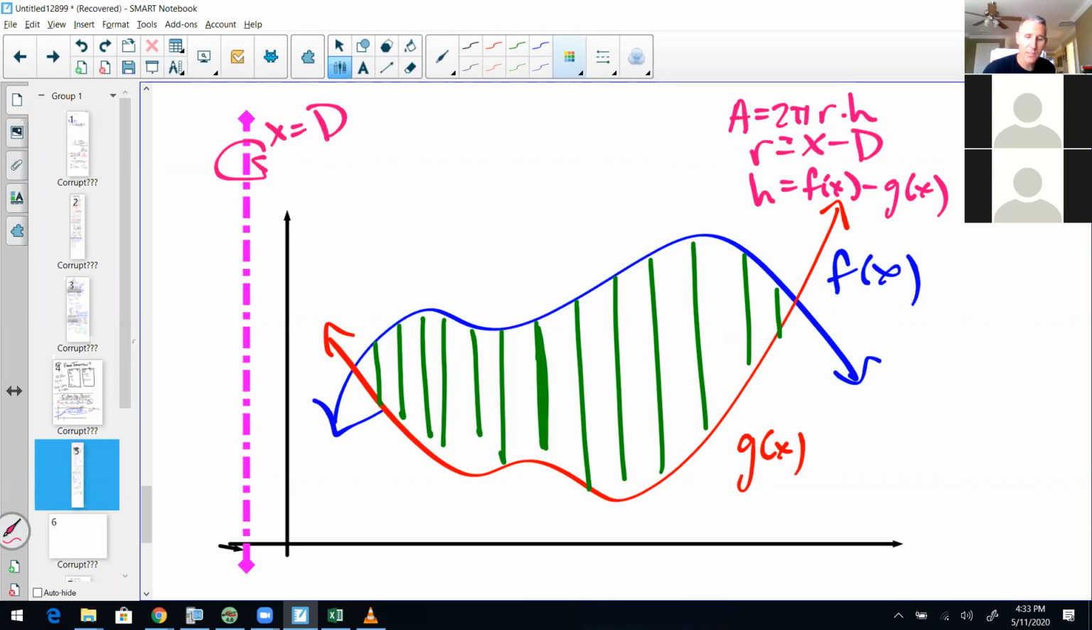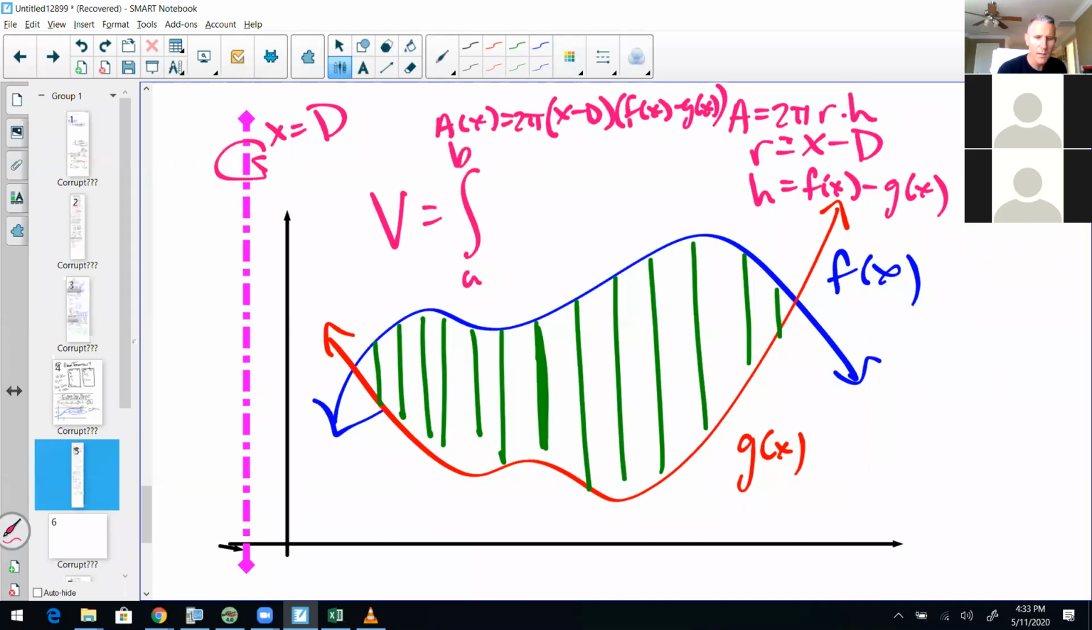Okay? And then you would say, okay, this is my area function, A of x equals 2 pi times my radius times my height. And then the volume is always just the integral from a to b of your area. In this case, it's going to look like that.